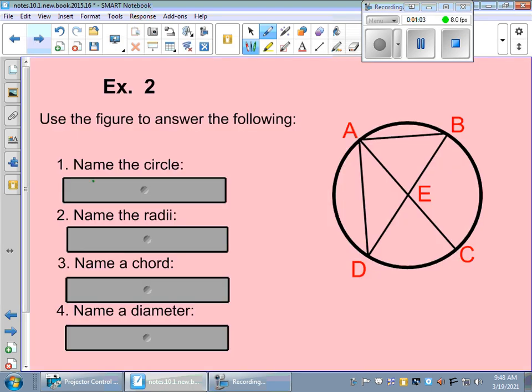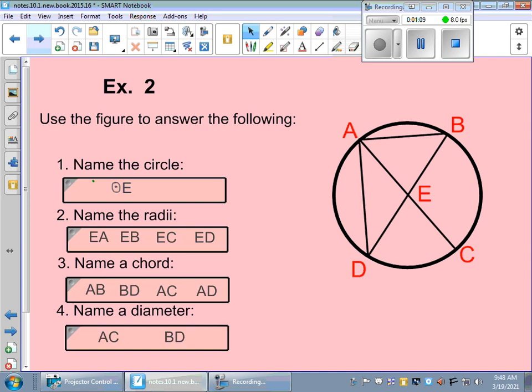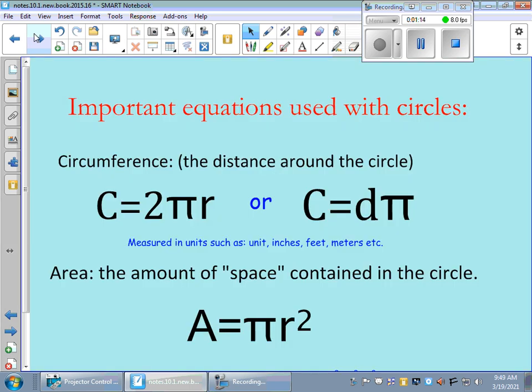Again, just being able to go through some things here and naming of stuff. So hopefully you can name those, take a look at some of those, read those over, get an idea of what we're talking about with a circle. And now these are important equations that we're going to use with a circle.